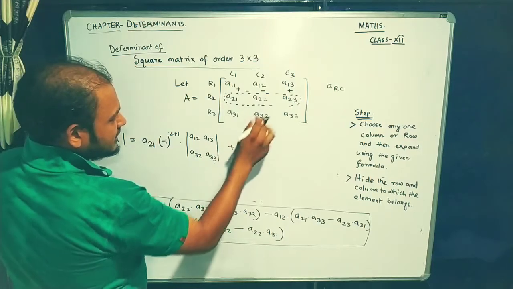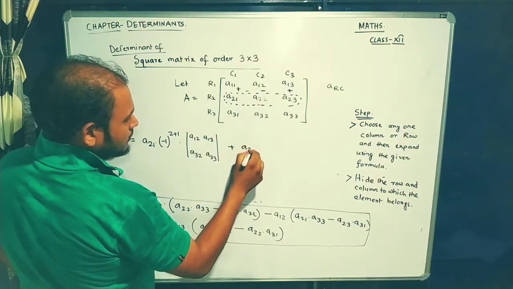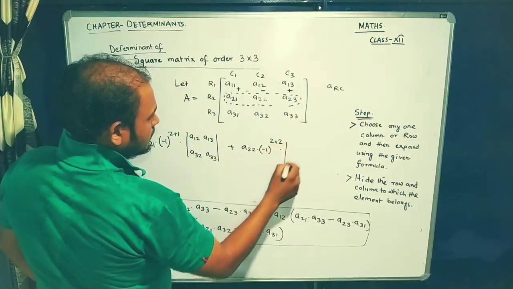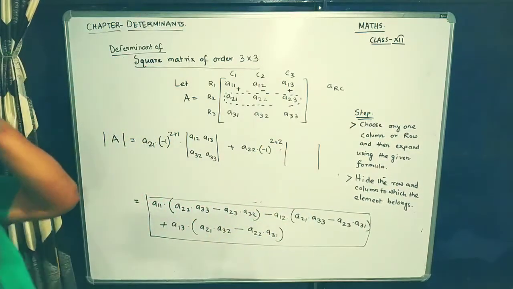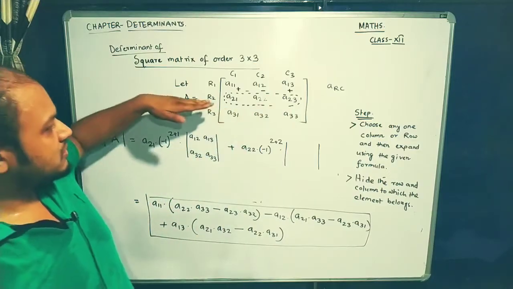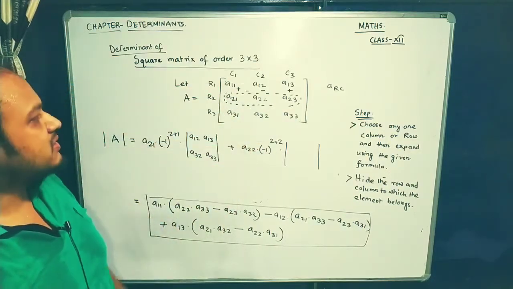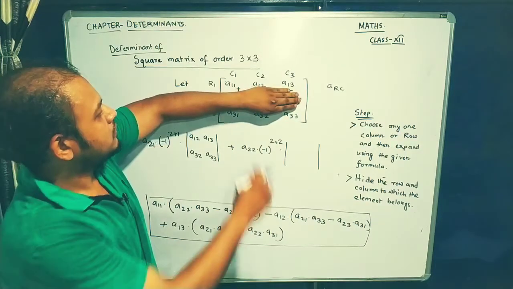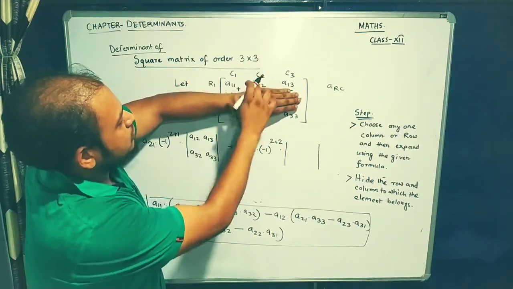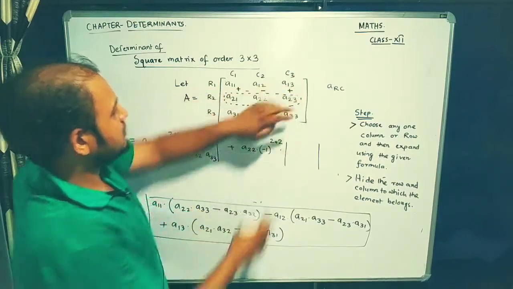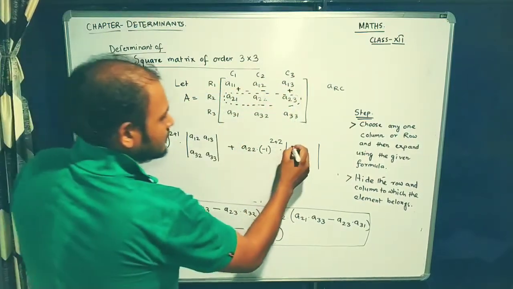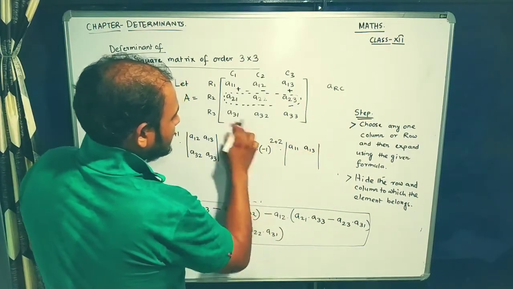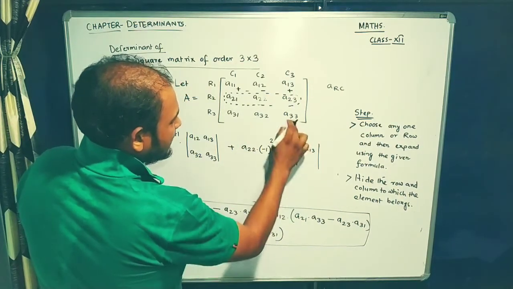then plus next element is a22, again minus 1 to the power 2 plus 2, again hide the row and column. See, a22 belongs to the second row and second column, so hide the second row as well as hide the second column. Which numbers do you see? Do you see these 4 corner numbers? So place them here. A11, A13, A31, A33.